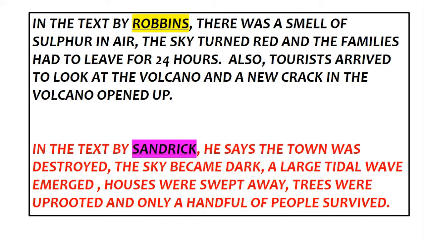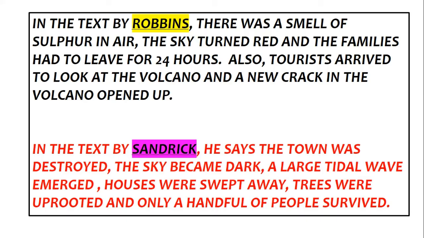In the text by Robbins, there was a smell of sulphur in the air, the sky turned red, the families had to leave, tourists arrived to look at the volcano, and a new crack in the volcano opened up. Those are all basically quotes that I've got from the text. If you didn't have time, remember it's only a 4-mark question, so 5 minutes. Maybe just pick out 2 quotes from each one.